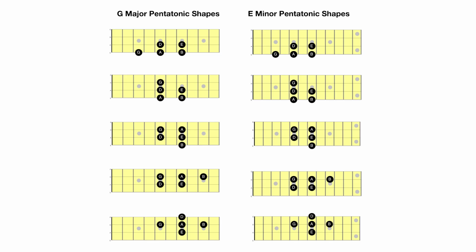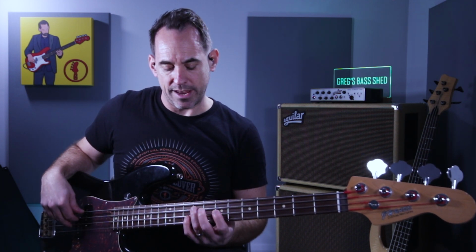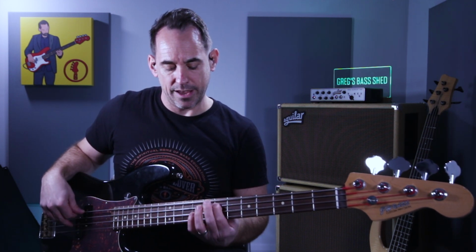If we now compare the 5 G major pentatonic scale shapes alongside the 5 E minor pentatonic shapes, this is what we get. As you can see, the shapes are exactly the same and they have the same notes in them. The reason for this is that E minor is the relative minor to G major. Every major key has a relative minor key. You just find that by going down 3 frets. So let's start from G up here, and then go down 3 frets: 1, 2, 3, and we get E minor.